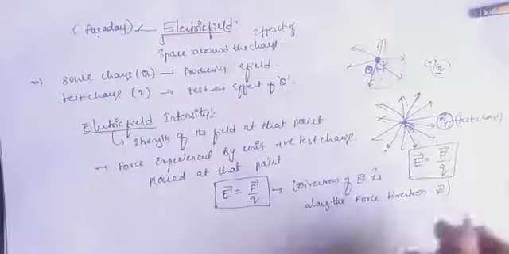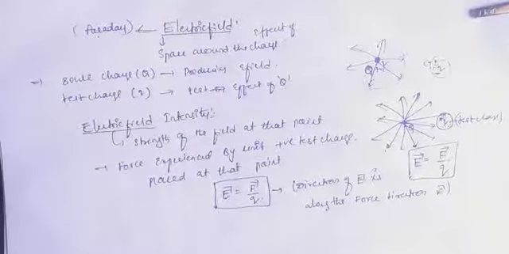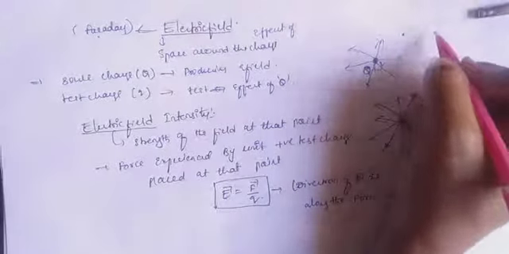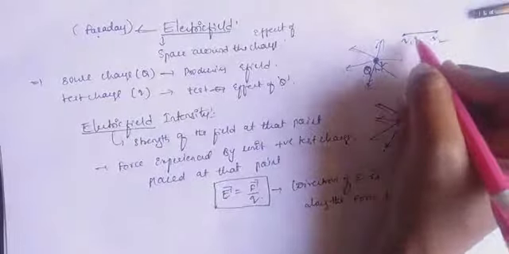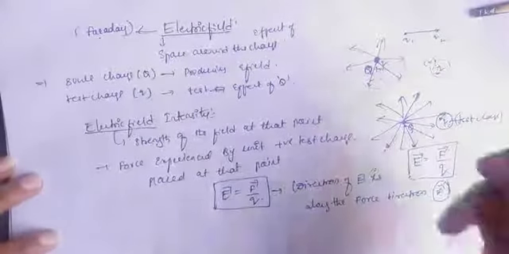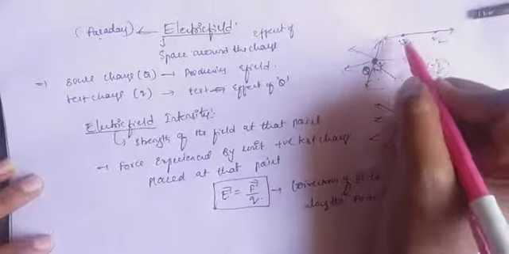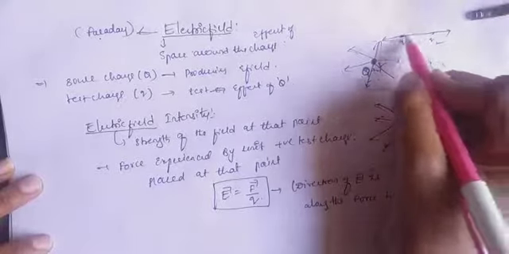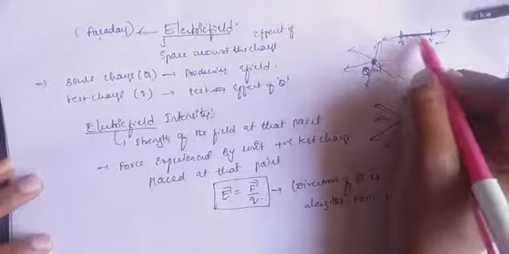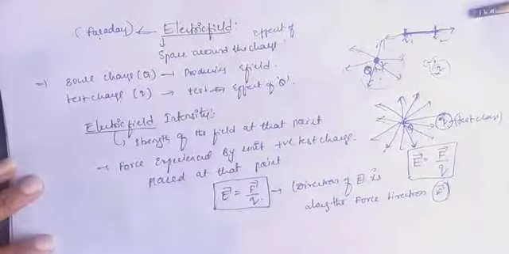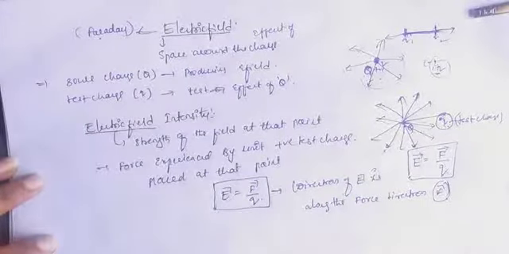The direction of the force is always along the line joining the two charges. If these are Q1 and Q2, the force between those two charges is applied in this direction. That means the force direction is always along the line joining the two charges, and the electric field direction is also like that. Along the force direction we have the field direction.